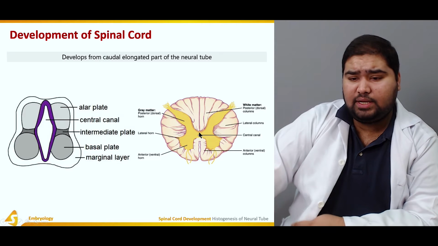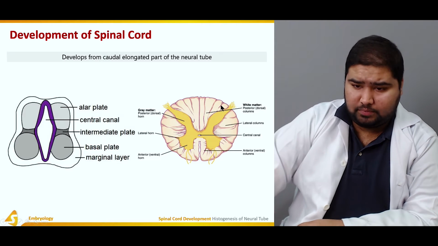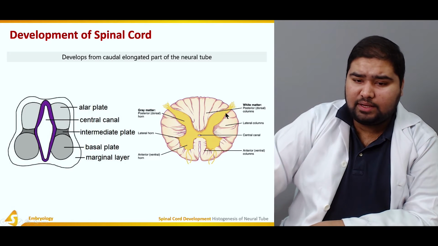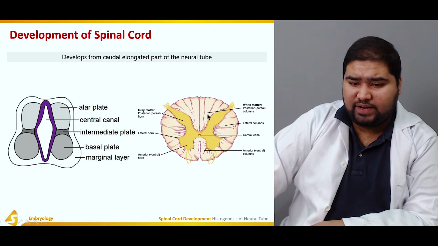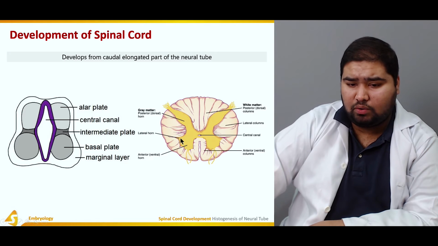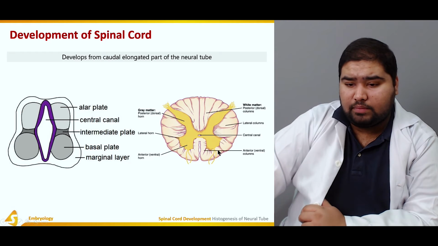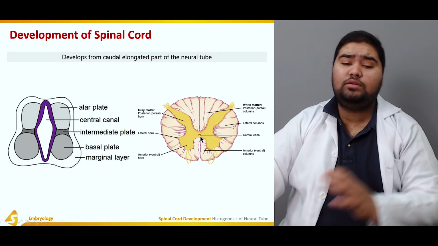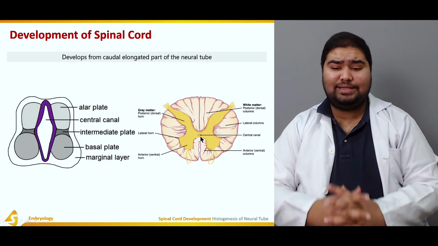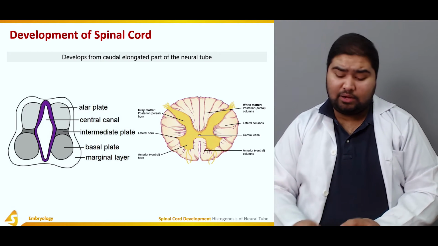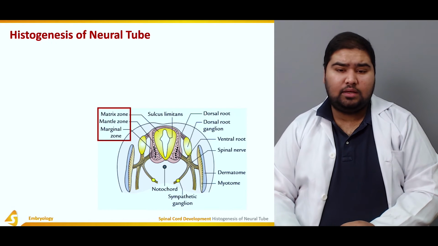This is the central canal. Now this is the gray matter, this is the white matter, this is the lateral horn, this is the anterior horn, this is the anterior or the ventral column, this is the central canal. So the spinal cord develops into the structure shown in the figure. We'll see how this development takes place.